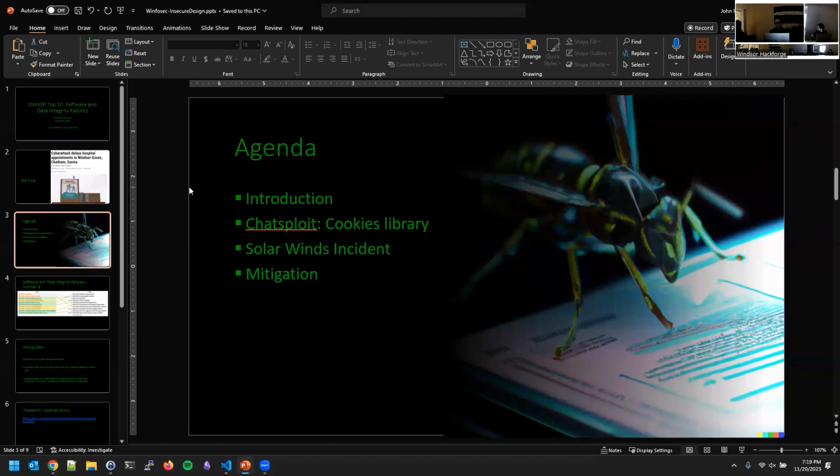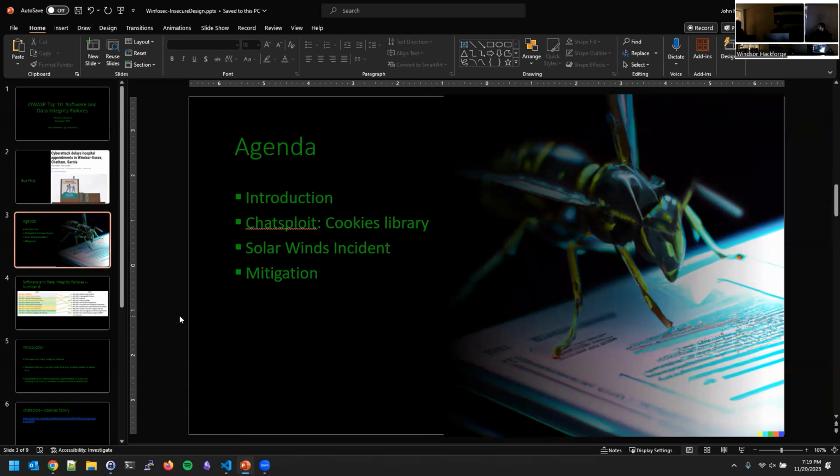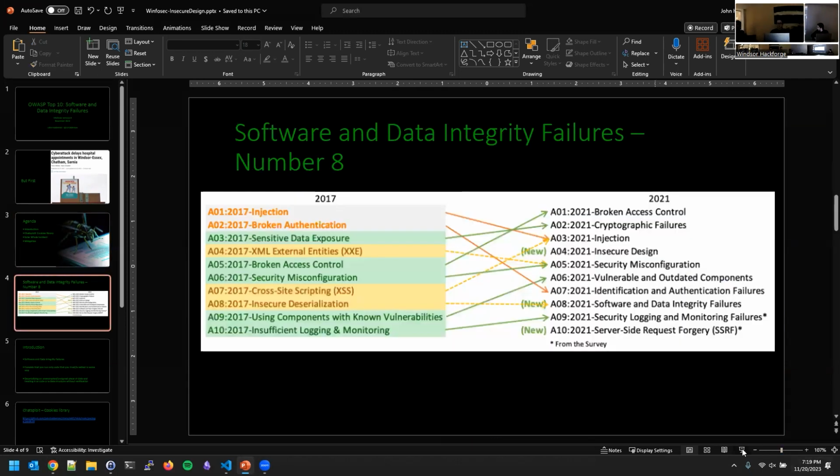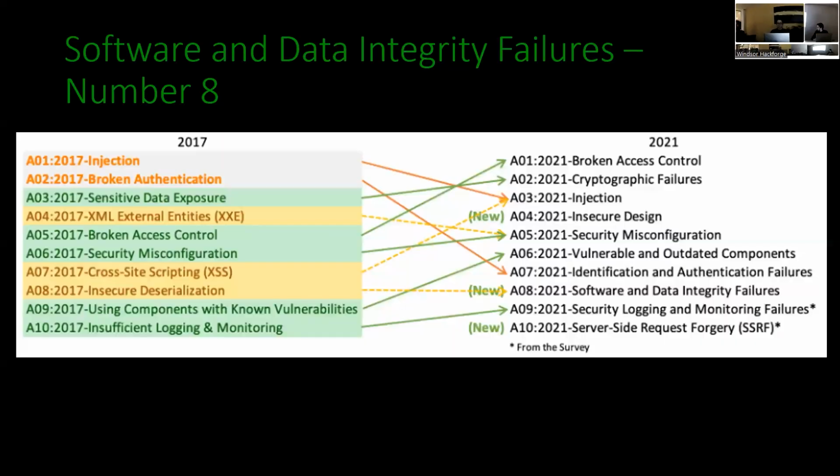Okay. So let's go on to the actual primary topic of tonight, which is software and data integrity failures. Like I mentioned, it is number 8. So we worked our way all the way down the list to number 8.